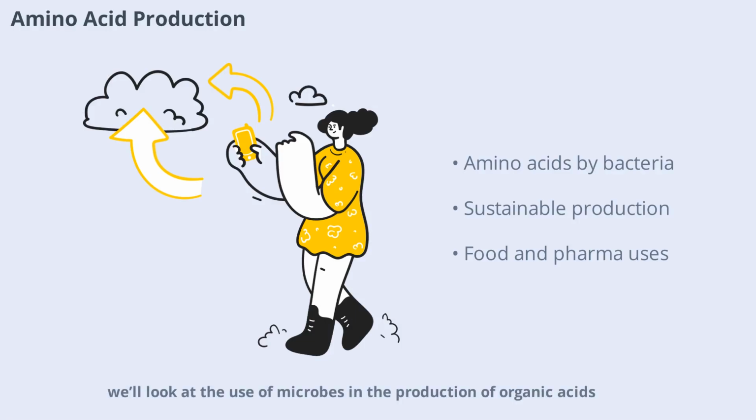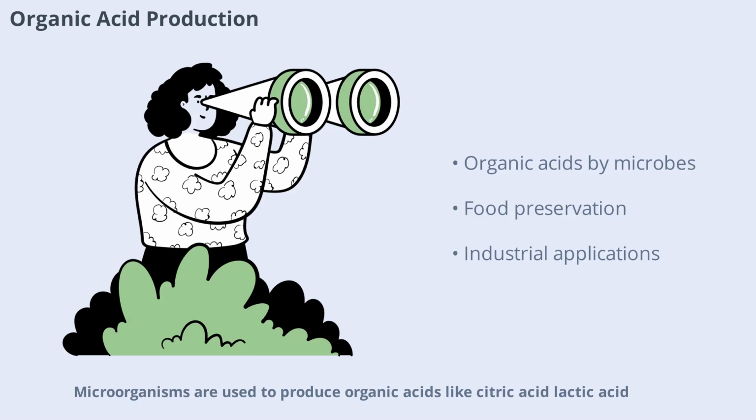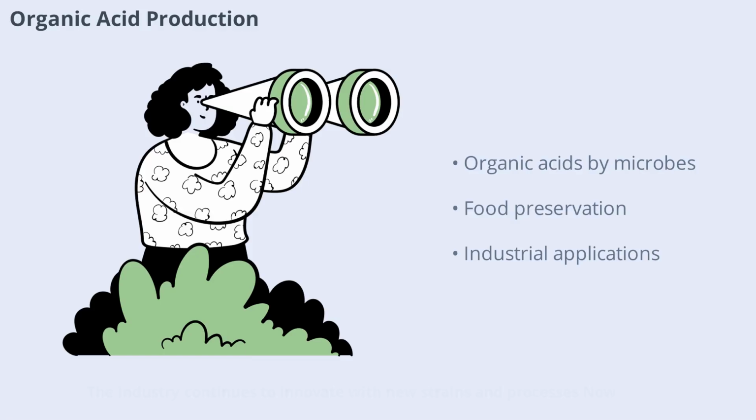Next, we'll look at the use of microbes in the production of organic acids. Microorganisms are used to produce organic acids like citric acid, lactic acid, and acetic acid. These acids are important in food preservation, pharmaceuticals, and industrial processes. Microbial fermentation offers a renewable, cost-effective way to produce organic acids at scale. The industry continues to innovate with new strains and processes.